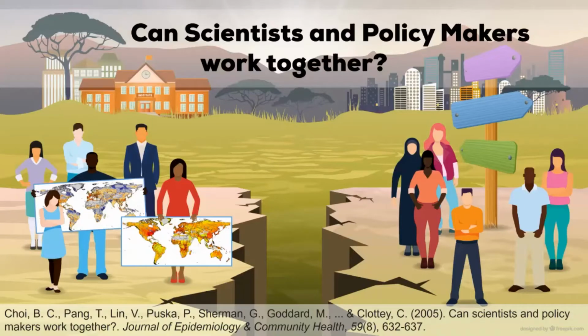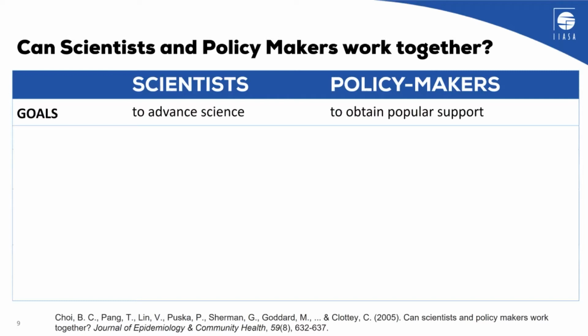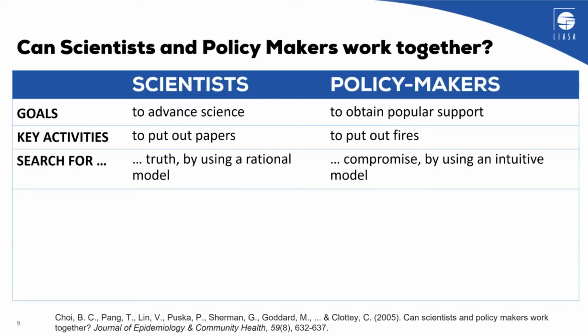So we've seen also this, can scientists and policymakers work together? Many people notice that there is a gap, and some people even question this. This is an article which has been published, which shows in a provocative way the differences: scientists are looking, of course, to advance science, whereas policymakers have a different goal, to obtain popular support and win the next elections. We as scientists want to put out papers, while policymakers have all kinds of fires to put out, and it's not so easy. So we as scientists are searching for truth, and policymakers search for compromise.